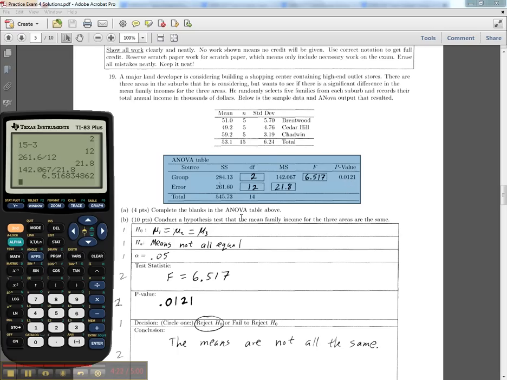So the p-value is 0.0121. Comparing it to an alpha level of 0.05, that is less than 0.05, so we reject the null. And the null is that the means are all the same, so we reject that. There's enough evidence to suggest that the means are not all the same.